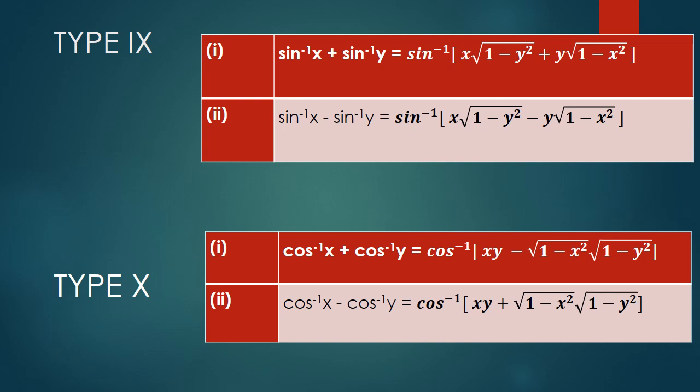Type 10: cos inverse x plus cos inverse y will be equal to cos inverse of xy minus under root of 1 minus x square multiplied by under root of 1 minus y square. Similarly, cos inverse x minus cos inverse y is equal to cos inverse of xy plus under root of 1 minus x square into under root of 1 minus y square.